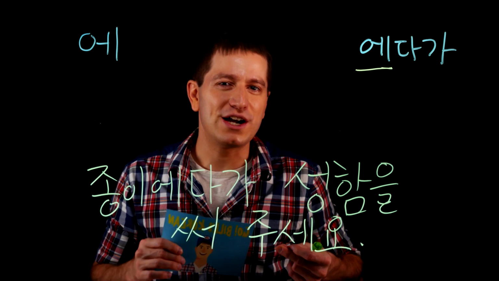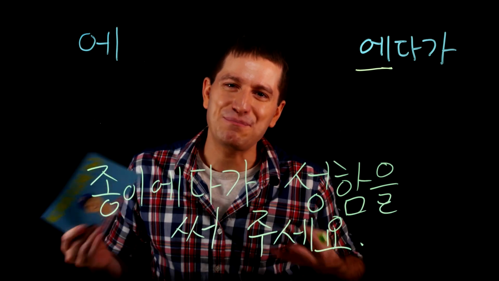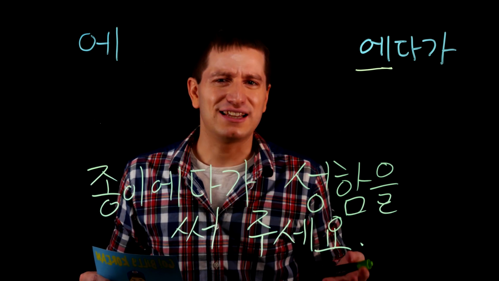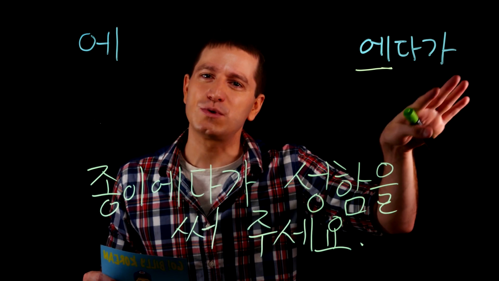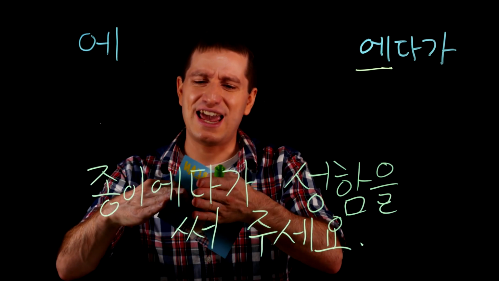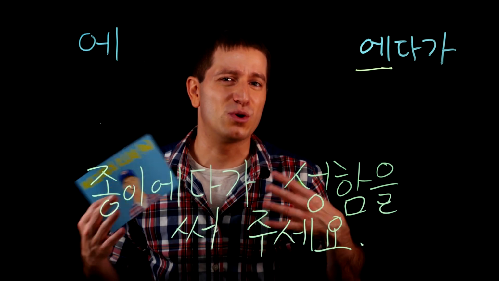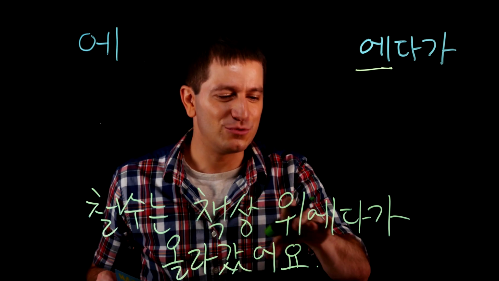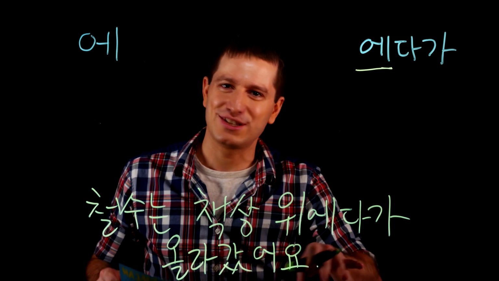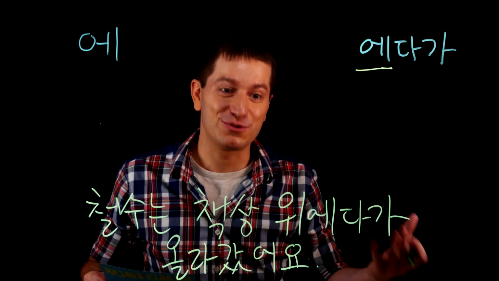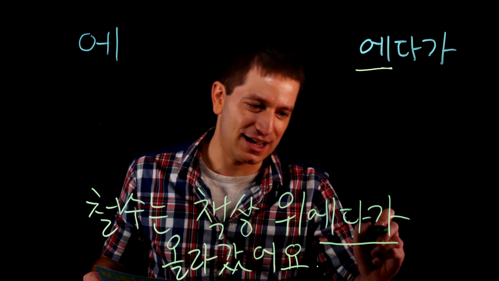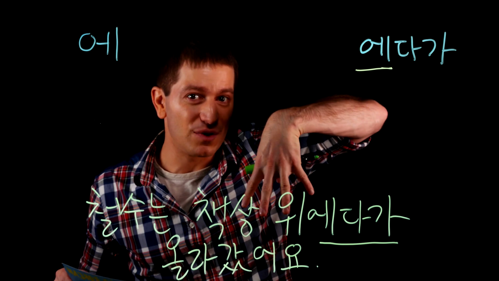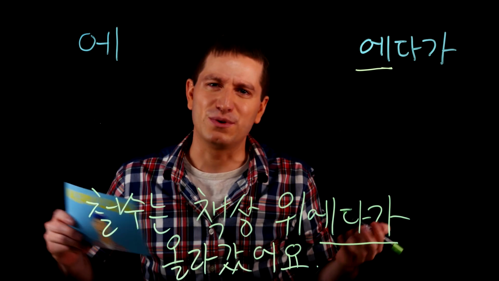So while it shows where some sort of action happens to or happens in or on, it doesn't show a location like 에 does. So this usage is much more restricted than 에. You can't just replace 에 with 에다가 and think it's going to make the location more clear. For example, you couldn't say something like this. 철수는 책상 위에다가 올라갔어요. This would be very awkward and unnatural and wrong because you cannot just use 에다가 to mark the location that something is going. So this would not mean 철수 went on top of the desk. It just wouldn't really make sense.